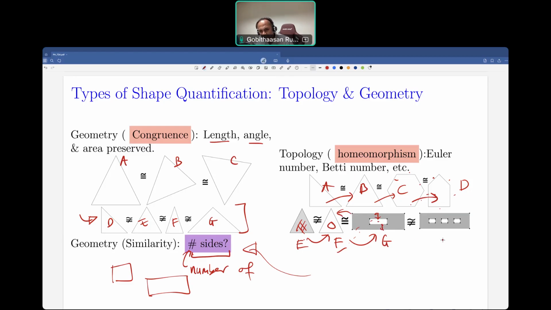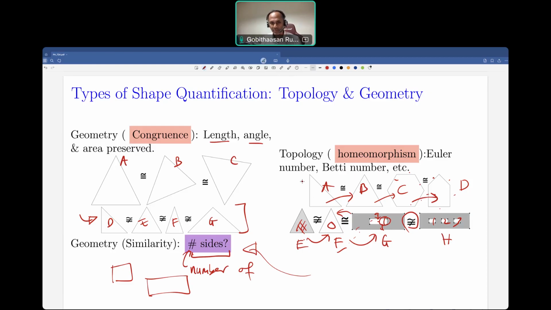But G is, okay, let's say this is H, the final object is H. So G is not homeomorphic to H. Why? Because H has 3 holes. Okay, 1, 2, 3. Whereas G has only 1 hole. Right. So if you want to make G into H, you have to make 2 more holes, which now you are going against the rule of homeomorphism, right?